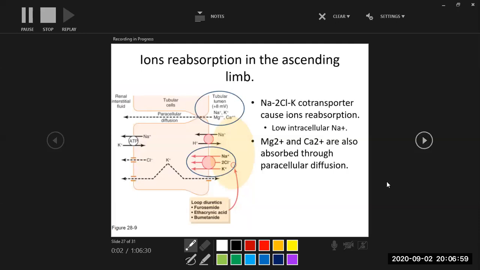The ascending limb is impermeable to water. Then what does the ascending limb do? The ascending limb reabsorbs the sodium. Here in the ascending limb, we want to talk about one channel that is unique, which is the sodium 2-chloride potassium co-transporter. This limb basically enhances the sodium reabsorption.